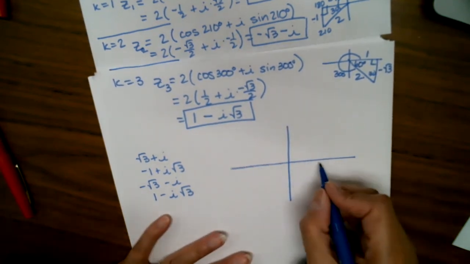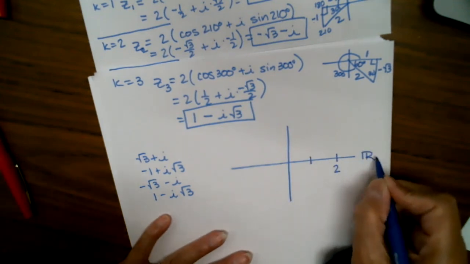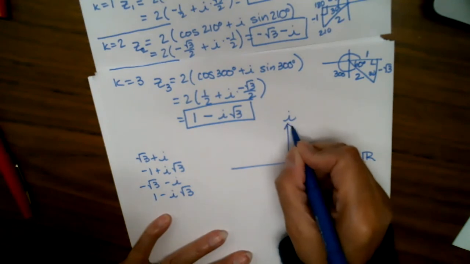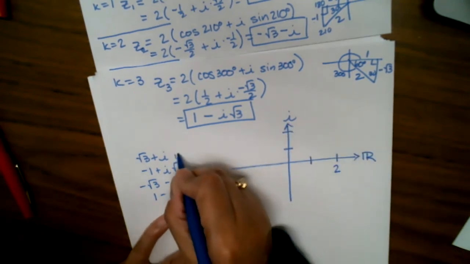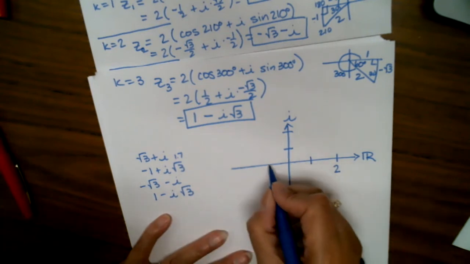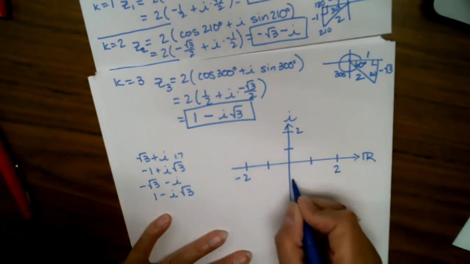Okay, let's see. Let's go out to 2. This is the real number line. This is the imaginary number line. Go to about 2. What is that? That's 1.7, the square root of 3. So if I go out to 2 in each direction, that's -2. I should be okay.